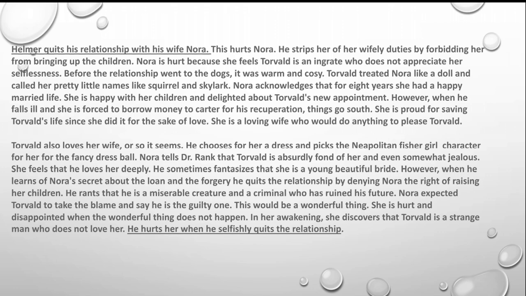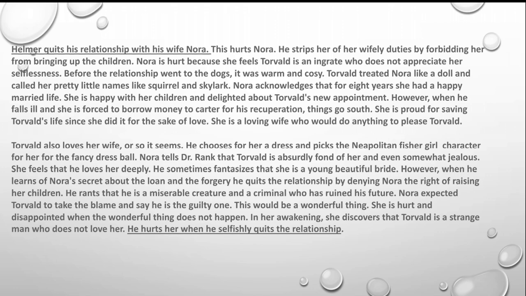Torvald also loves his wife, or so it seems. He chooses a dress for her and picks the Neapolitan fisher girl character for her for the fancy dress ball. Nora tells Dr. Rank that Torvald is absurdly fond of her and even somewhat jealous. She feels that he loves her deeply. He sometimes fantasizes that she is a young, beautiful bride.